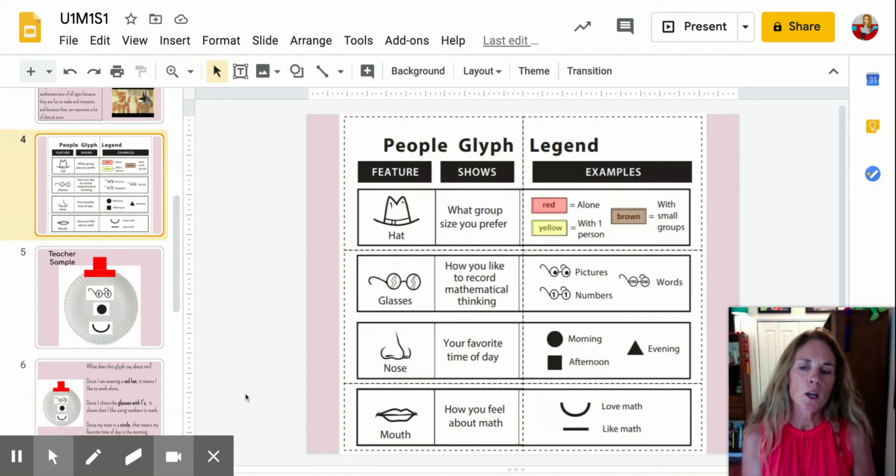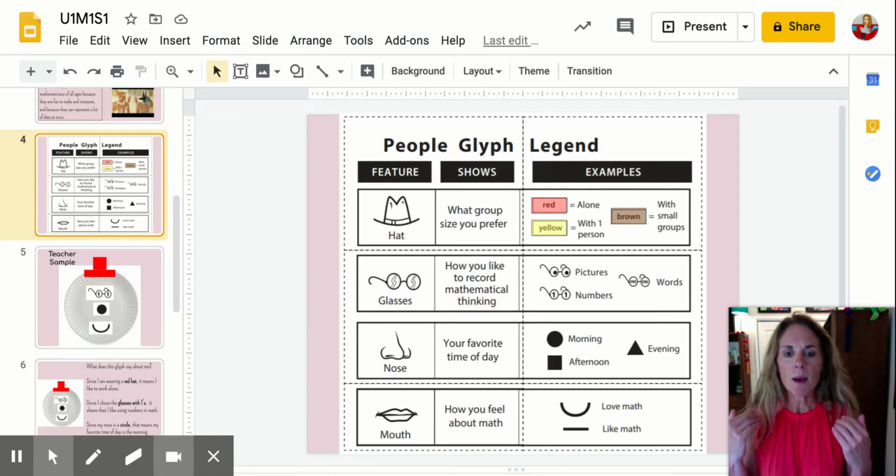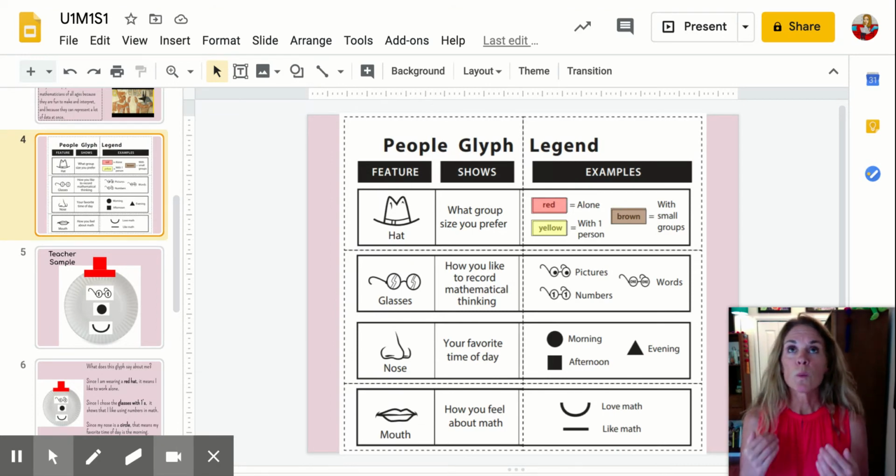So in our All About Me monster, we chose things that told the color of our hair, or whether we wear glasses or have a pet. And in this one, we're going to be really thinking about when we like to learn, what we like to learn, how we feel about math. So I'm going to show you how to do this.